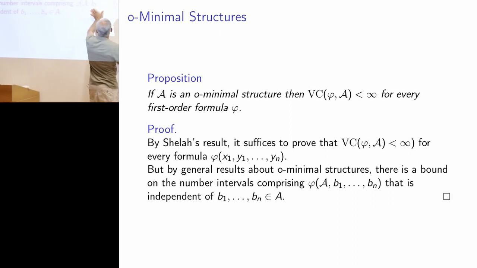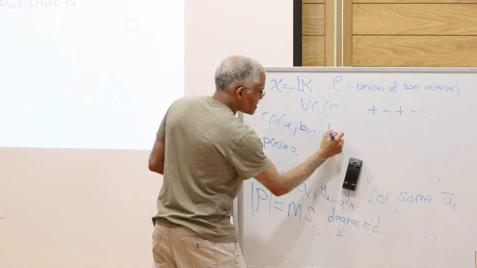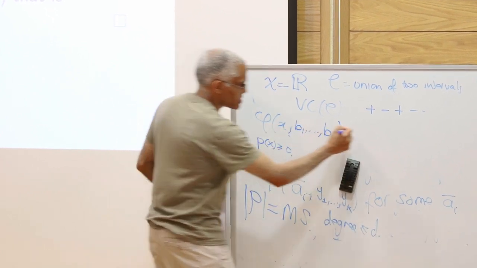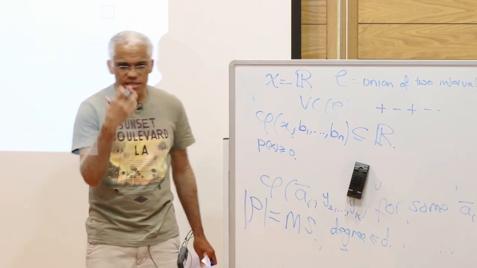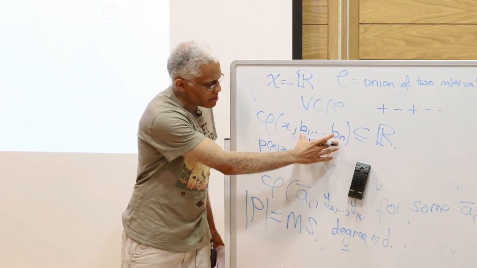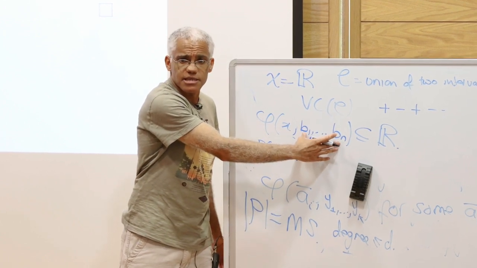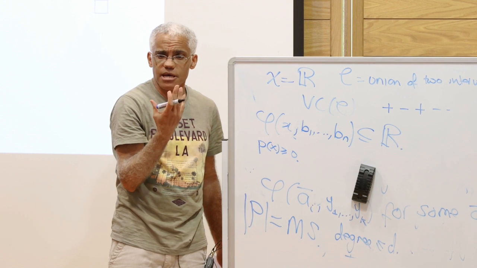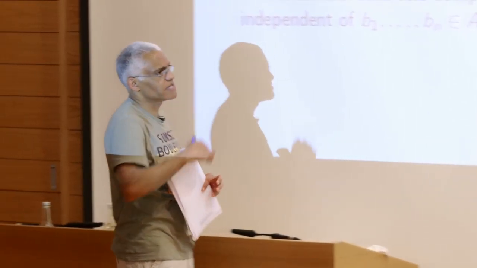For every set of parameters b1 up to bn, as I've said, by o-minimality this set, which is a subset of the reals, is a finite union of intervals. But the key fact is that there's an absolute bound on the number of parts of this set as I vary b1 up to bn. And that's just a general result about o-minimal structures. So this gives me a bound on the VC dimension.